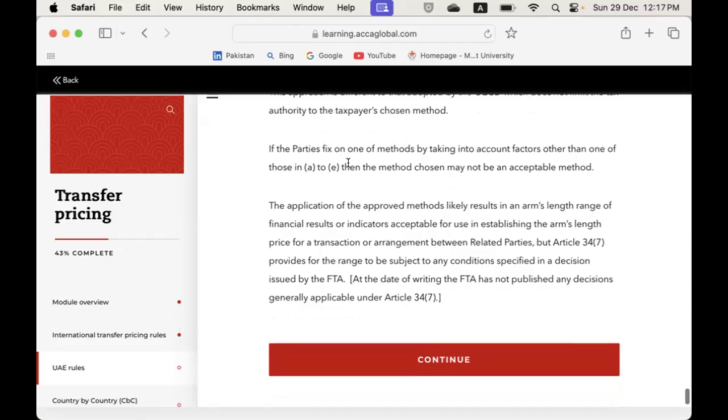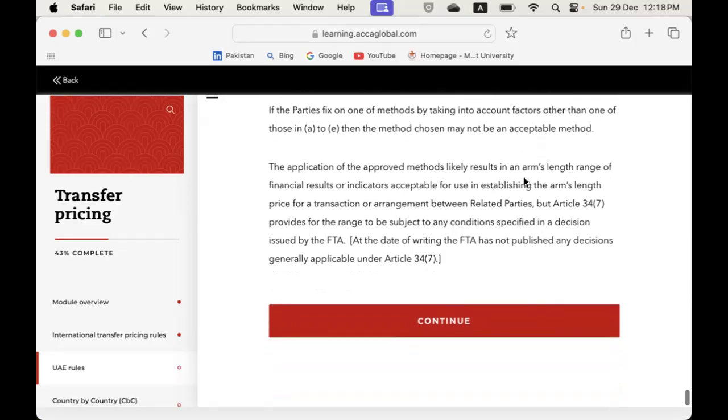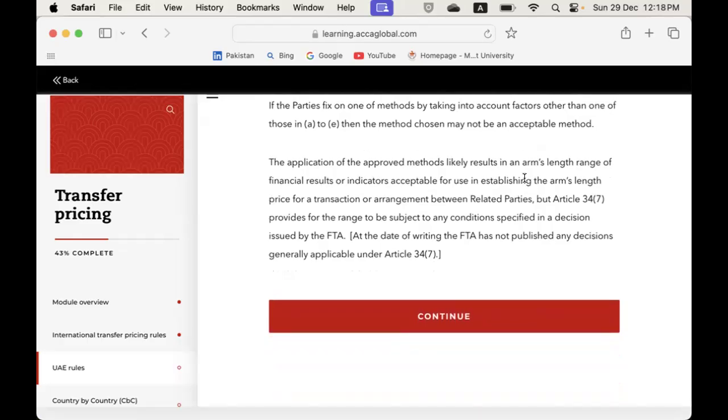If the parties fix on one of the methods by taking into account factors other than those in A to E, then the methods chosen may not be acceptable methods. Naturally, the reasonableness will come into play. Application of the approved methods likely results in an arm's length range of the financial results or indicators acceptable for use in establishing the arm's length price between related parties.